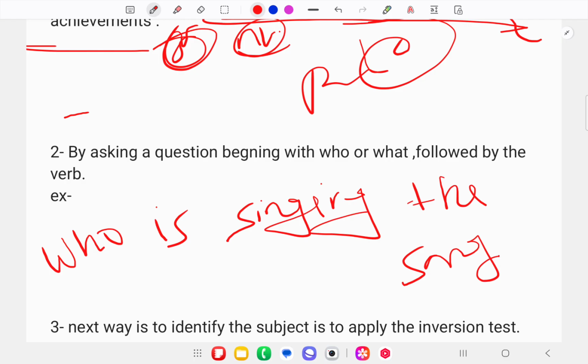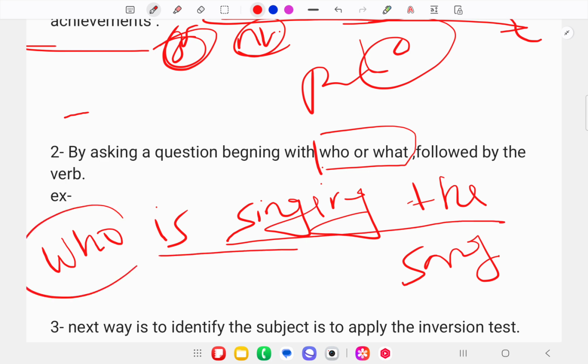Okay, so to identify the subject, especially in interrogative sentences, we just raise a question beginning with who or what, then we can easily find out the subject. Here, by asking a question that begins with who or what followed by the verb, this is the verb and this is a question.